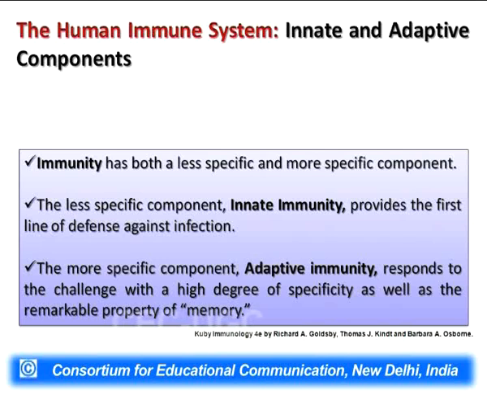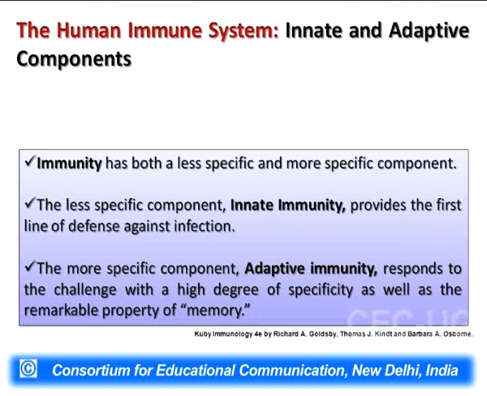Now, the human immune system is broadly based on two major components. One is called the innate, the other one is called the adaptive immune response. The innate is the less specific component of the immune system, while the adaptive component is the more specific immune system which comprises all these immune system cells which we just discussed.